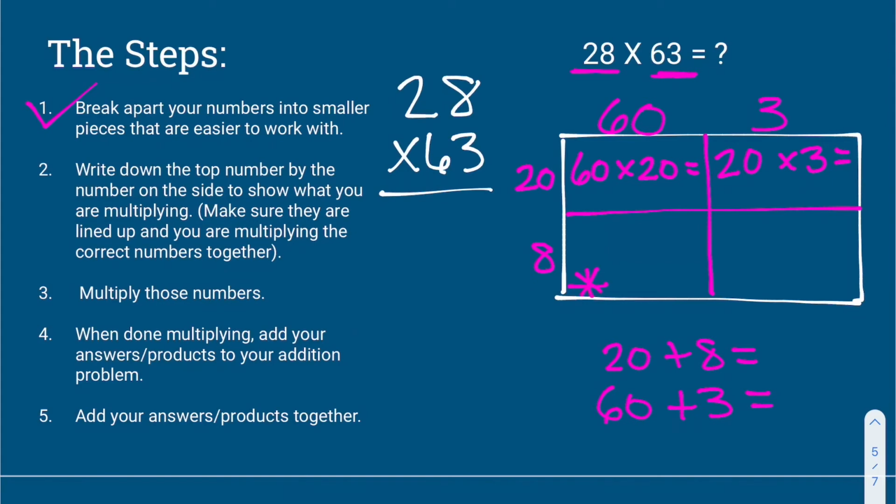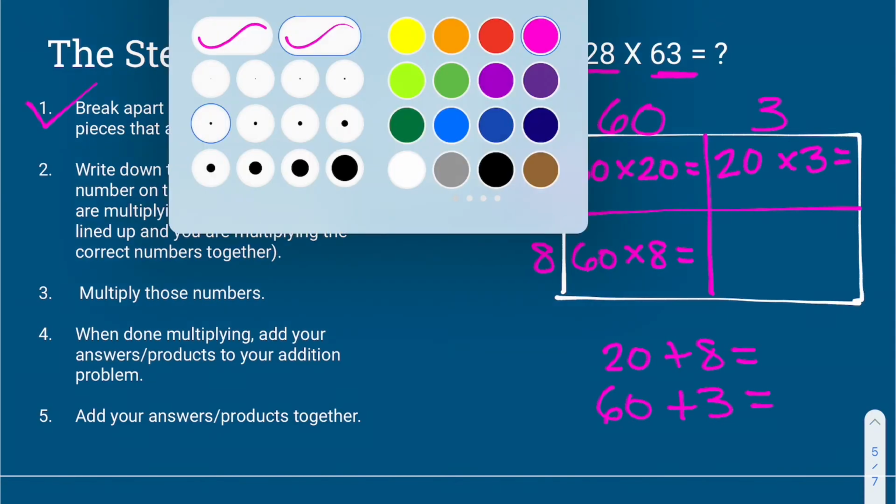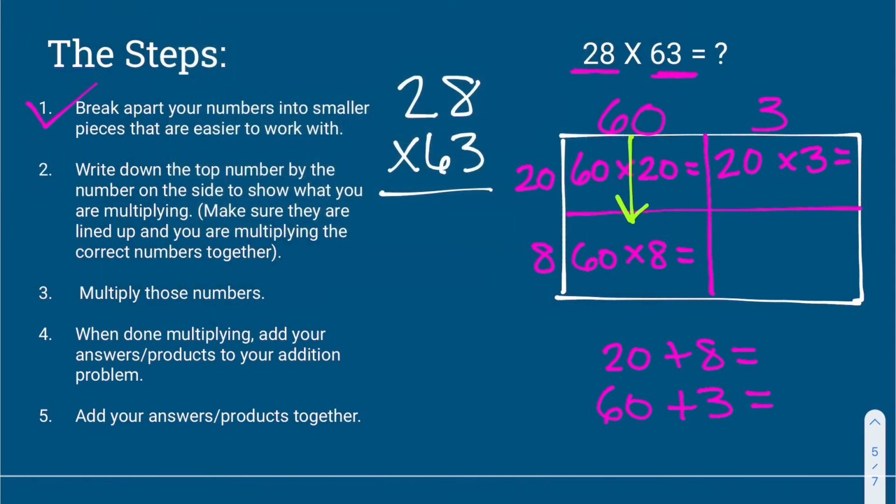Now let's look at the bottom box. What would you put in that box? Did you say 60 times 8? If so, you're correct. Remember, what you're trying to do is line up the numbers on the top and the side of the box. So if you said 60 times 20, it can't be 20 because 20 is not next to it. It's diagonal from it.